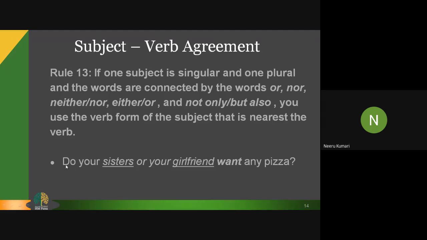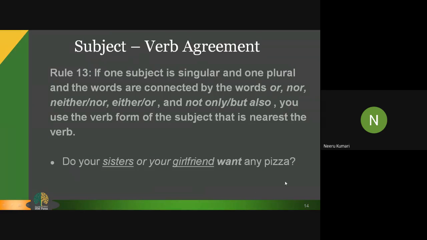So here you will have to remember, as it is do form, so here it is only want. Now if I change this, let me reverse this sentence and let me help you in understanding. Instead of your sisters, if it is your friend which comes ahead, does your girlfriend or your sisters want any pizza? All right, keep this in your mind.